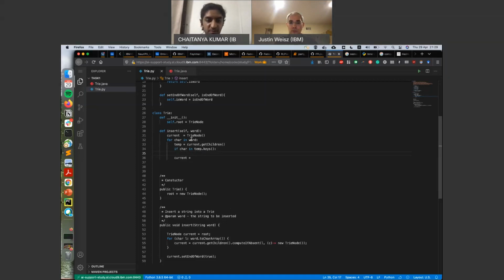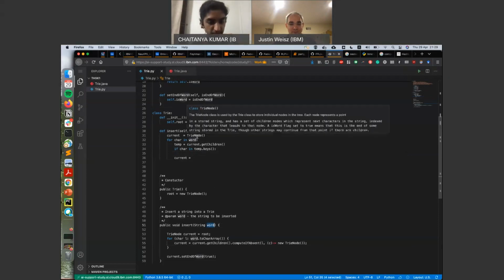So what I'm trying to do for this part is roughly the same: I go to every letter in the word string, and then like it's done in this code, get the children for the root and create a mapping for every character in the word string. All right, thanks.